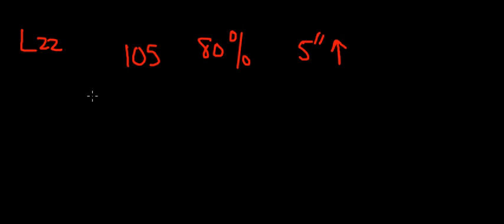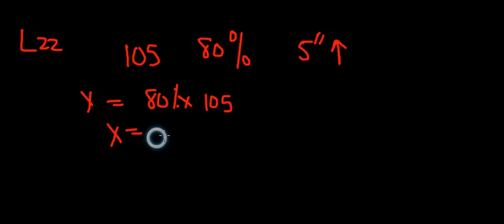So I want to ask myself the question, X for what? What is 80% of 105? Okay, so I have X. I can also write 80% as 0.80, right, times 105. Oh, this pen, I'm going to have to fix this pen. That's going to drive me crazy.